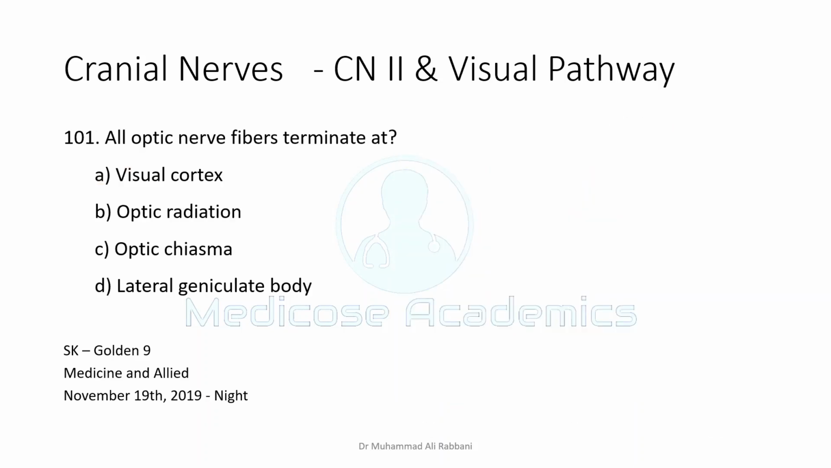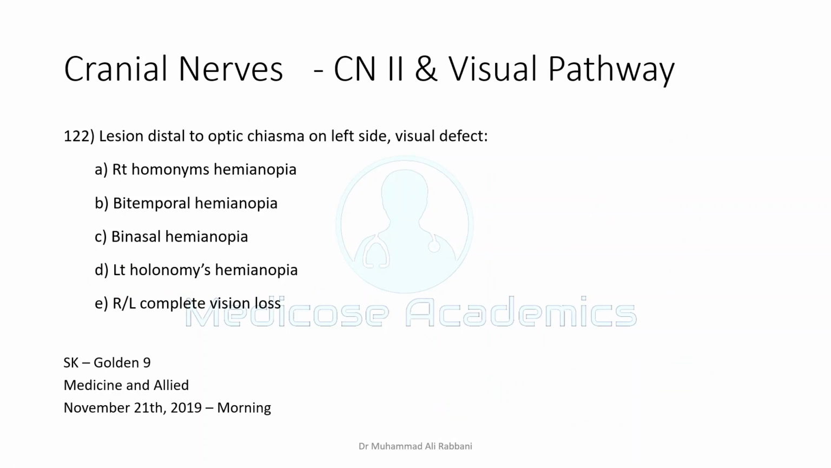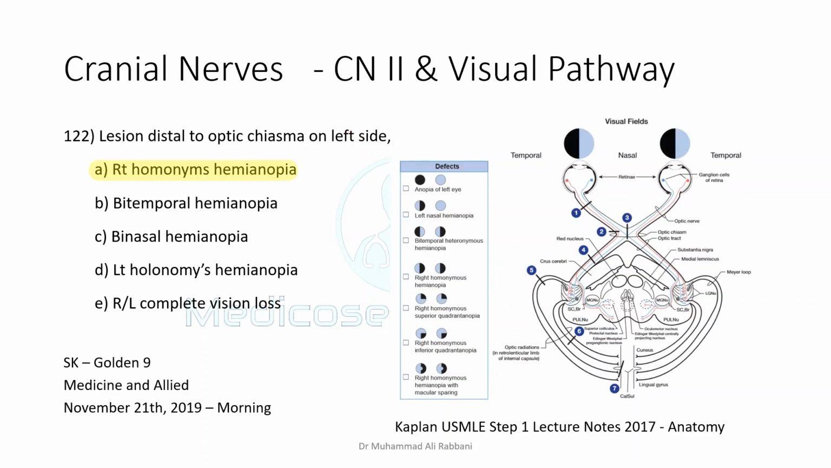All optic nerve fibers, after the optic nerve, there is the optic chiasm, then the optic tract. Ultimately, they terminate at the lateral geniculate body right here. A lesion distal to the optic chiasm, that means the optic tract, the lateral geniculate body, and the optic radiations, if anything of them is affected, both eyes will lose half of the vision on the opposite side. For example, if there is a left-sided optic tract defect, there will be loss of right-sided vision. So it will be right homonymous hemianopia.